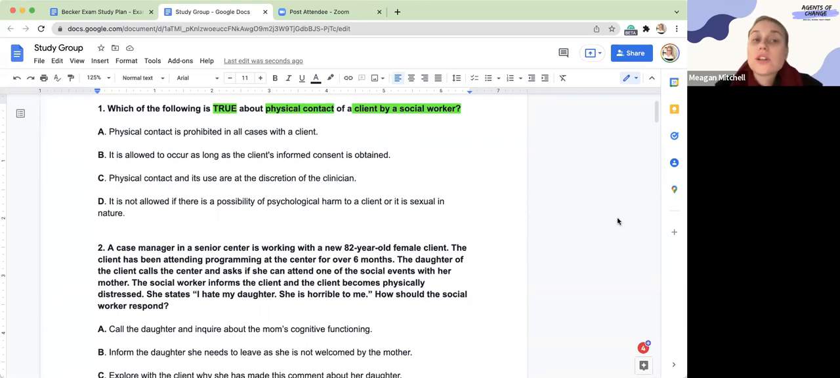Okay. Which of the following is true? A, physical contact is prohibited in all cases with a client. B, it is allowed to occur as long as the client's informed consent is obtained. C, physical contact and its use are at the discretion of the clinician. D, it is not allowed if there is a possibility of psychological harm to a client or it is sexual in nature. Which of the following is true? Only one is true for test purposes.